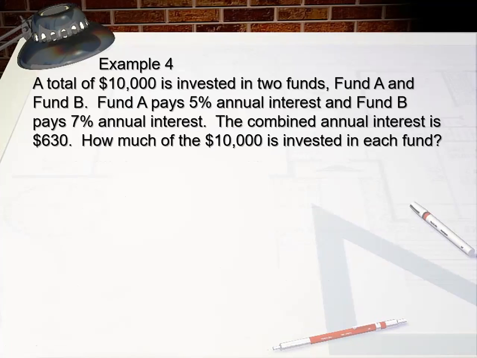This one's a little different. We're talking about percentage. So a total of $10,000 is invested in two funds, A and B. Fund A is 5%, Fund B is 7%. The combined is $630. How much of that $10,000 is invested in each one?